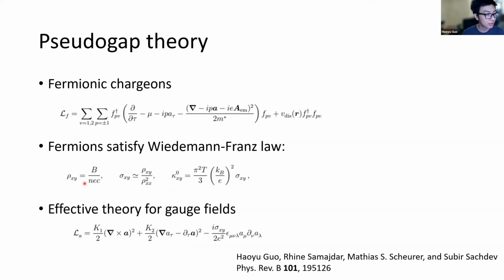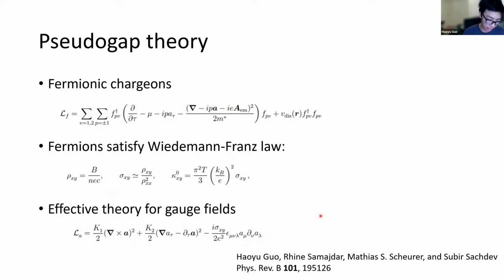So the charge Hall effect is the conventional one, and the thermal Hall effect of these chargons can just be related to the charge Hall effect by the Wiedemann-Franz law. And then, as we'll see later, what turns out to be nontrivial in this whole story is this emergent gauge field A. When we integrate out the chargons and the spinons, the effective theory you get for this emergent gauge field is a Maxwell Chern-Simons theory. So the action of the emergent gauge field has a Maxwell term and then a Chern-Simons term.